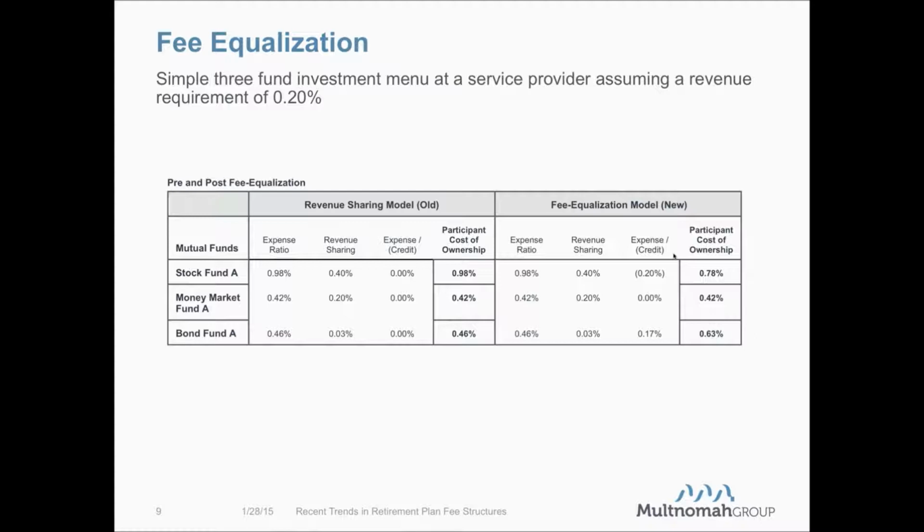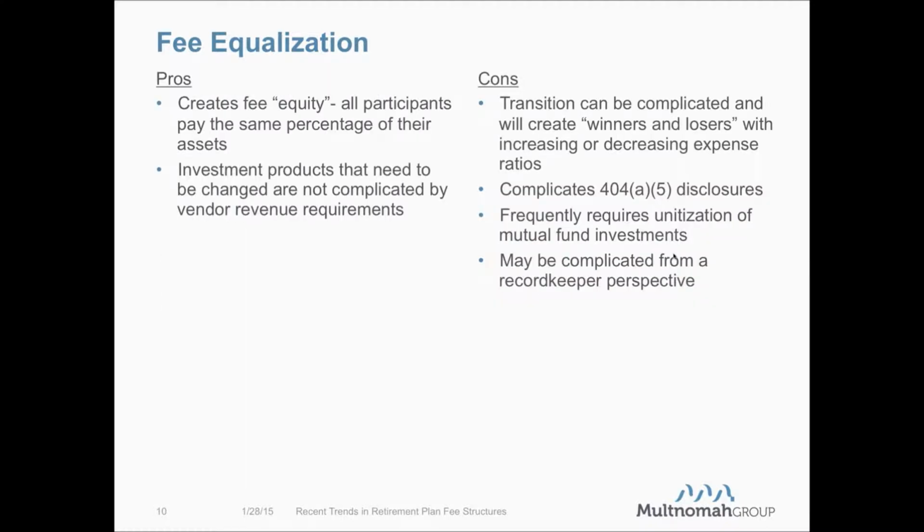So everyone in this example is locked in at that 0.20%, but you'll see that some folks are paying more than they were in the pre-model, and some are paying less than they were in the pre-model. Which kind of gets us to the pros and cons, right? The pro of fee equalization is that it does create, at least for some plan sponsors who use this as a metric, some equity in that at least all participants are paying the same percentage of their assets for record keeping, administration, employee communication services, from which all participants benefit theoretically.